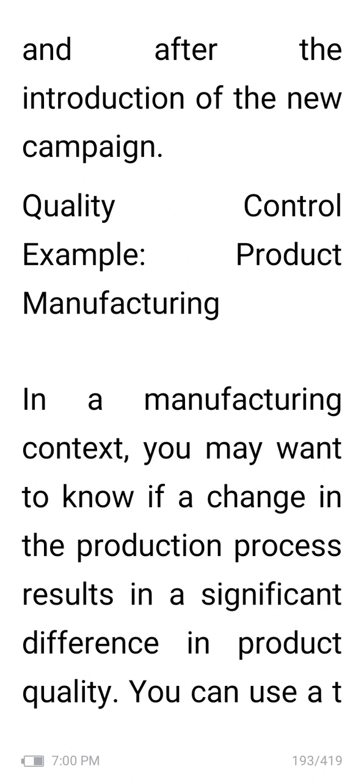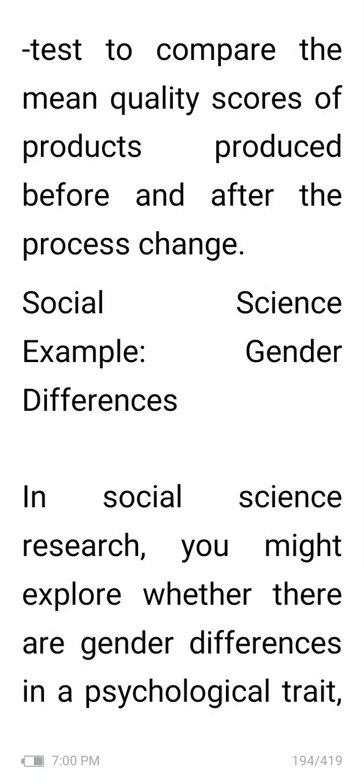Then quality control example, product manufacturing. In a manufacturing context, you may want to know if a change in the production process results in a significant difference in product quality. You can use a t-test to compare the mean quality scores of products produced before and after the process change.